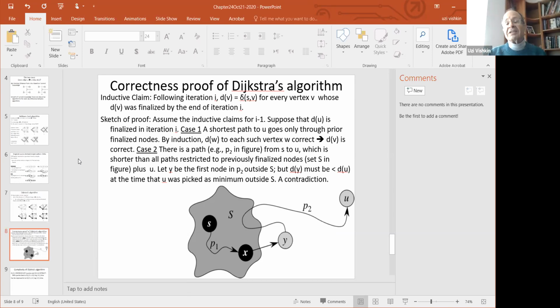And of course, for correctness, what are we going to argue? That following iteration I, d of v is equal to what it should be equal to, meaning the correct distance from S to v, for every vertex v whose d of v was finalized by the end of iteration I. So what we are going to say, and that's an inductive claim, is that everything we finalized up to the end of iteration I was correct.